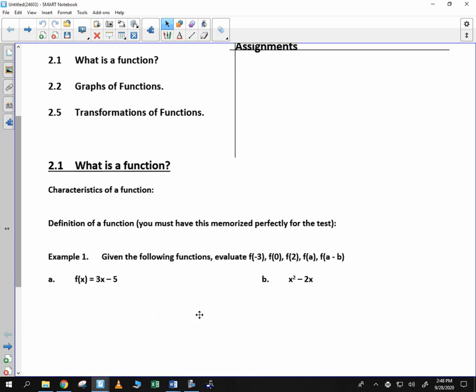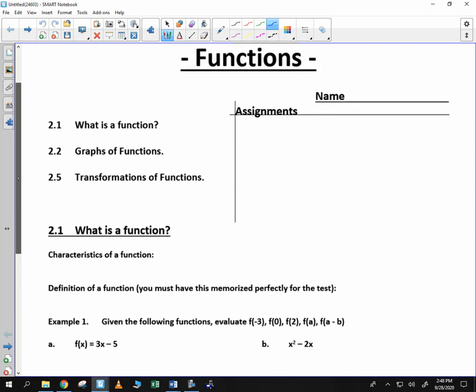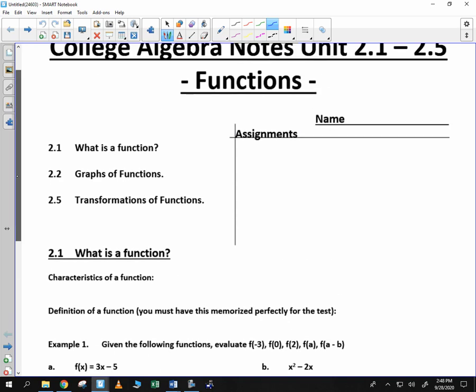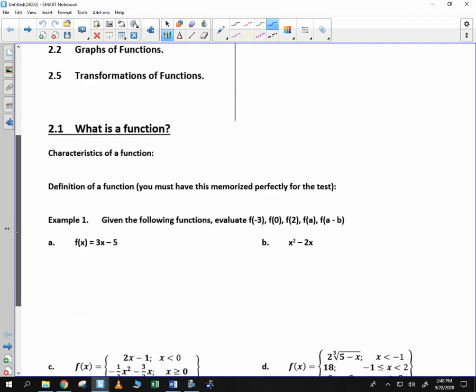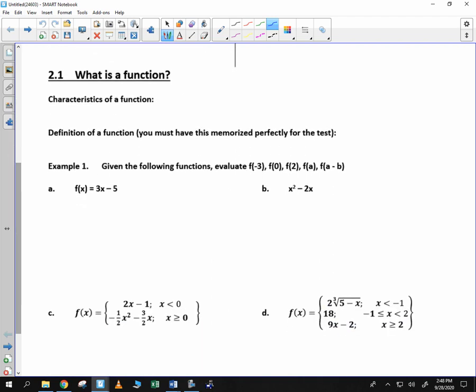All right, folks, let's start talking about functions. We begin this section. We're going to do 2.1 through 2.5, and we're going to skip 2.3 and 2.4, no big deal. But we start to investigate functions. What is a function? Characteristic of a function. Some people think like x and y, input and output.